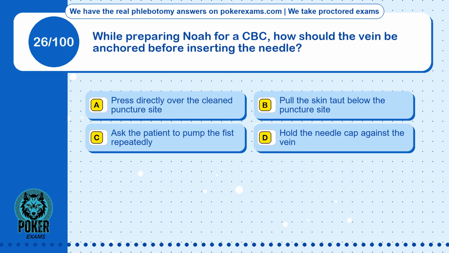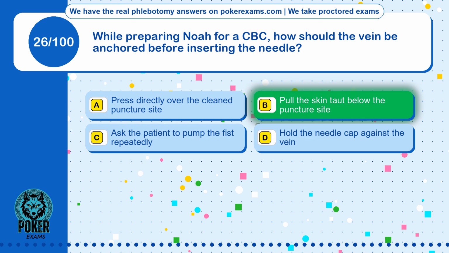Question 26. While preparing NOA for a CBC, how should the vein be anchored before inserting the needle? Option A. Press directly over the cleaned puncture site. Option B. Pull the skin taut below the puncture site. Option C. Ask the patient to pump the fist repeatedly. Option D. Hold the needle cap against the vein.